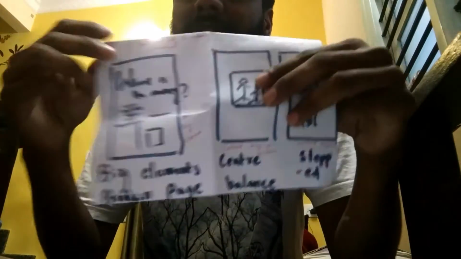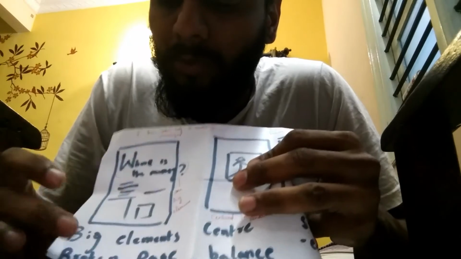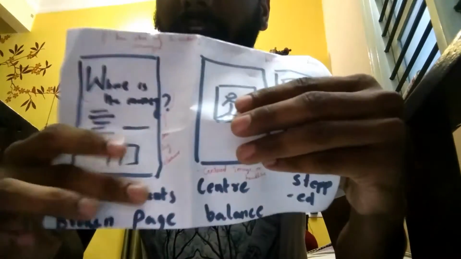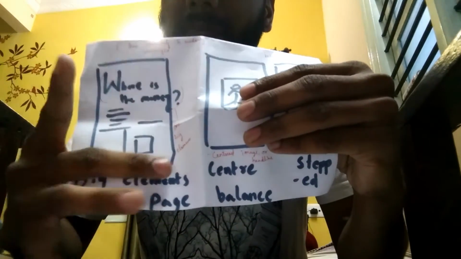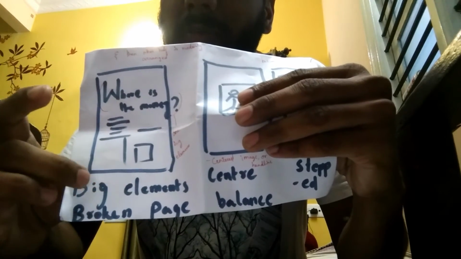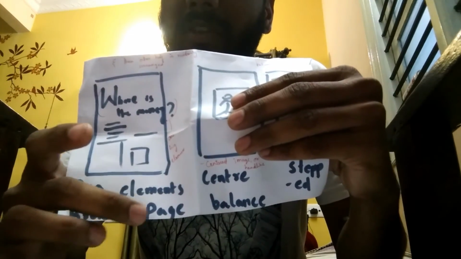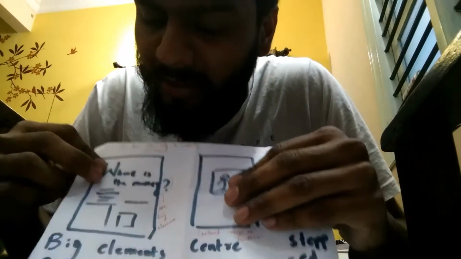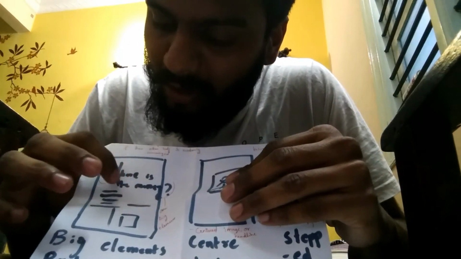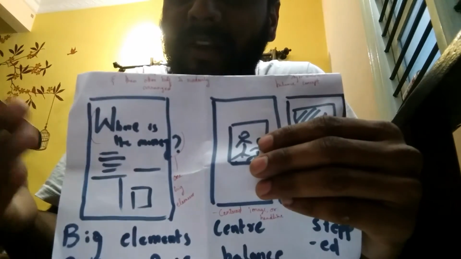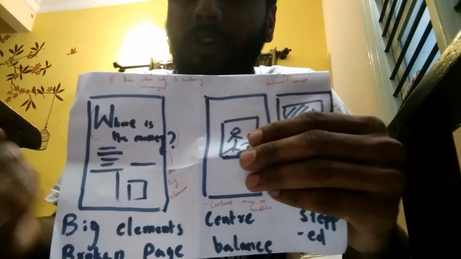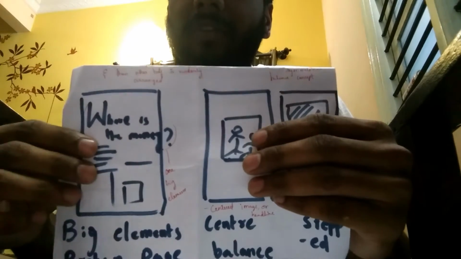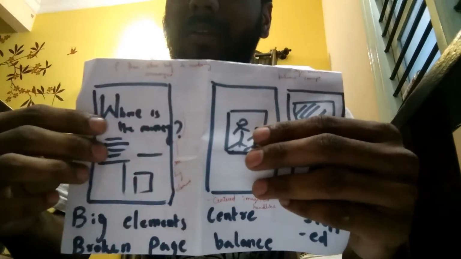And then comes the broken page layout. This is not the name. Broken page layout. This is only an explanation of big elements. What happens in the broken page layout? You have really big elements, like a huge headline. Can you see this? Where is the money? It's a big headline. The headline is taking up almost 1/4 of the newspaper space. That is what happens in your broken page layout, right?